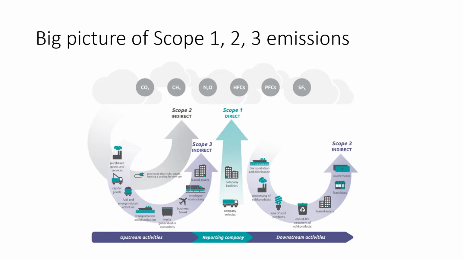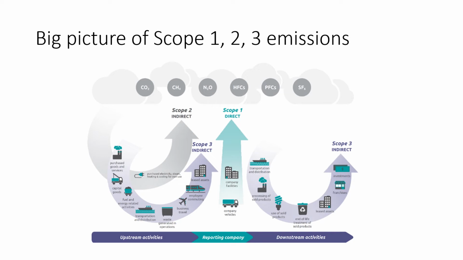Now this picture is the big picture of scope 1 to 3 emission. So scope 1 is direct from your factories, company factories and company vehicles. Scope 2 is indirect, which is either by electricity that you are purchasing, or while purchasing goods and services. Scope 2 is only about energy, purchased electricity, steam, heating or cooling for your own use, that is scope 2.